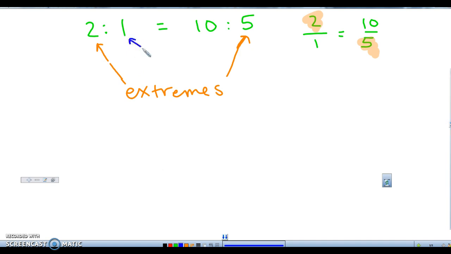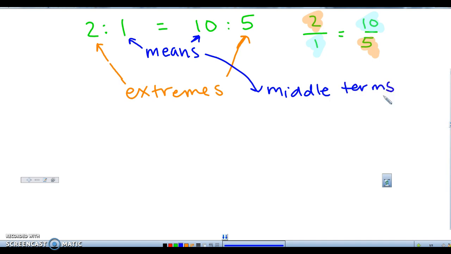The inside numbers are called the means. So in our fraction, those are these numbers. Okay? So the means really mean the middle numbers, or middle terms. And you know, when we talk about mean, median, mode, mean means the average, which is kind of in the middle. We're talking about those measures of central tendency. So it makes sense that when we're talking about proportions, those middle terms are called the means.